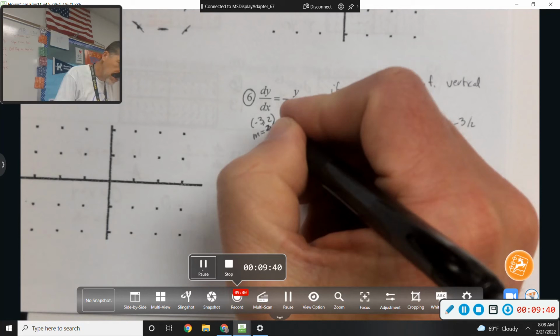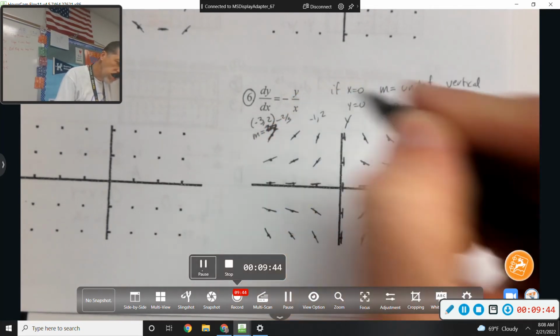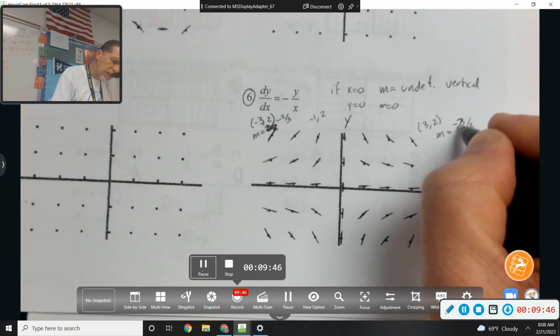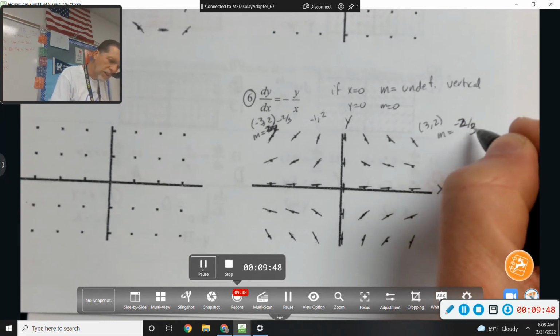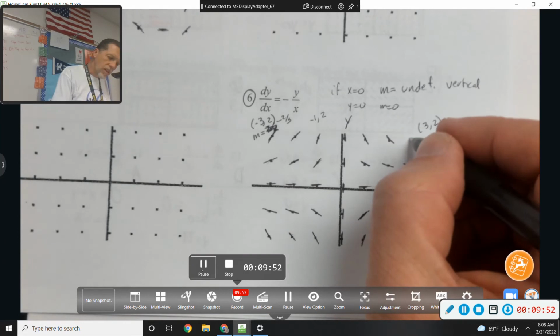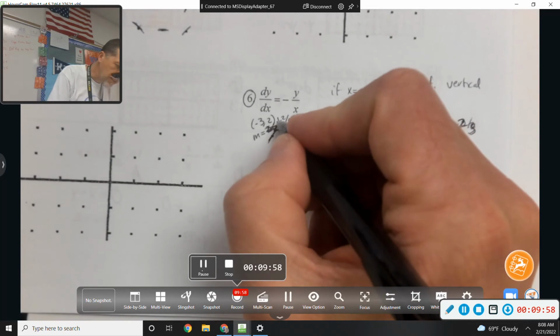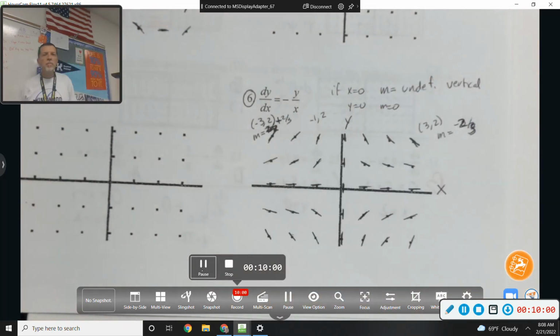Should be -2/3. And that one should be -2/3 as well. Or that would be, yeah, the top right would be -2/3. This one would be positive. My picture's still correct. I just had the wrong number listed there.